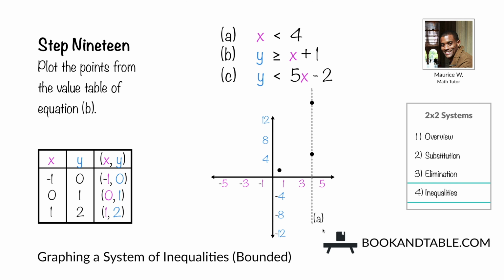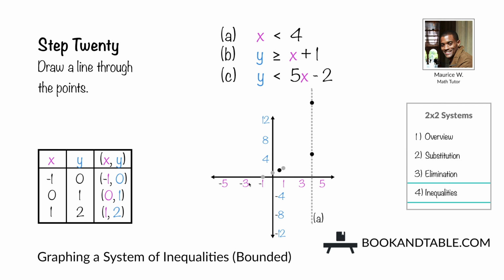And now step 19, plot the points from the value table of equation B. So the first point is -1, 0. The second point is 0, 1. And the third point is 1, 2. And now with these 3 points, you can sketch the solid line for B. So step 20, draw a line through the points. And it's solid since it's or equal to.